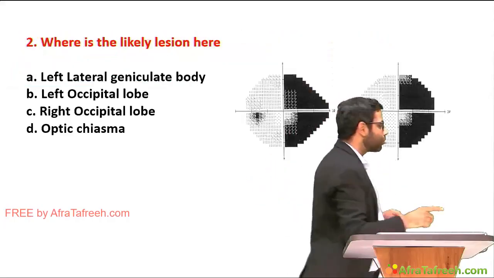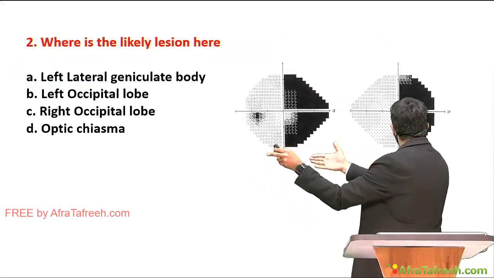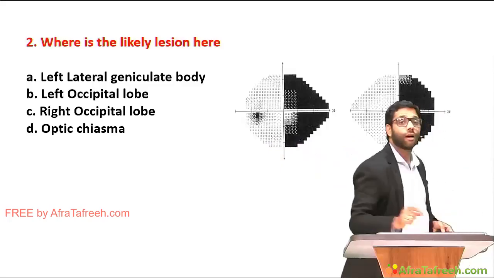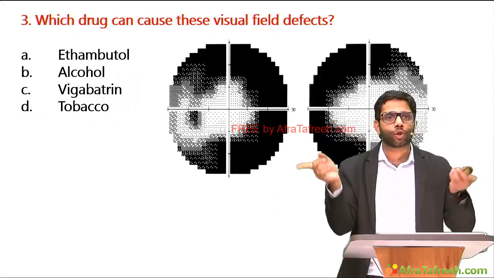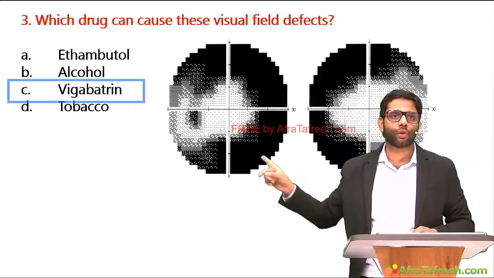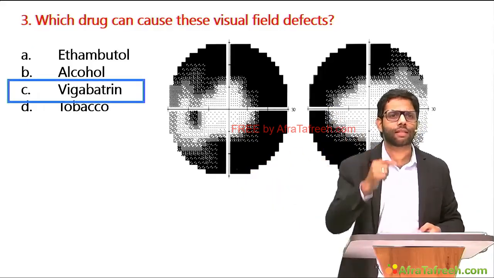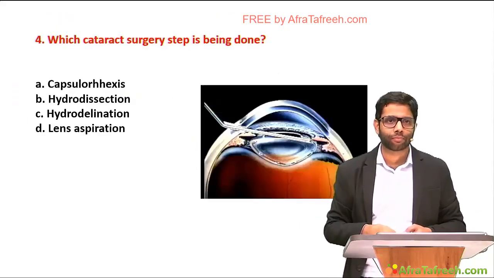What is this? Visual field, patient's view. Left homonymous hemianopia with macula sparing, right occipital lobe lesion. Ring scotoma. Which drug? Vigabatrin, quinine. C. Say C. C. Now say it loudly.